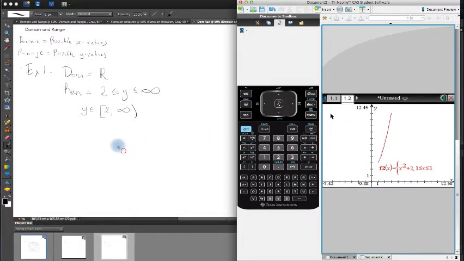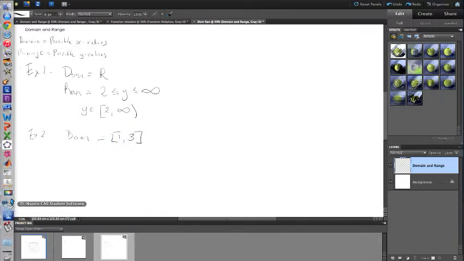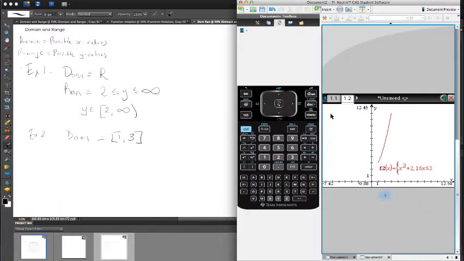So here, for example 2, the domain is between 1 and 3. And it's square brackets because it includes 1 and 3. Now let's have a look at our range. So our range, we can no longer just easily read it off. This time we're actually going to calculate what the range is. So you can see that the smallest value occurs when x is 1, and the largest value occurs when x is 3.